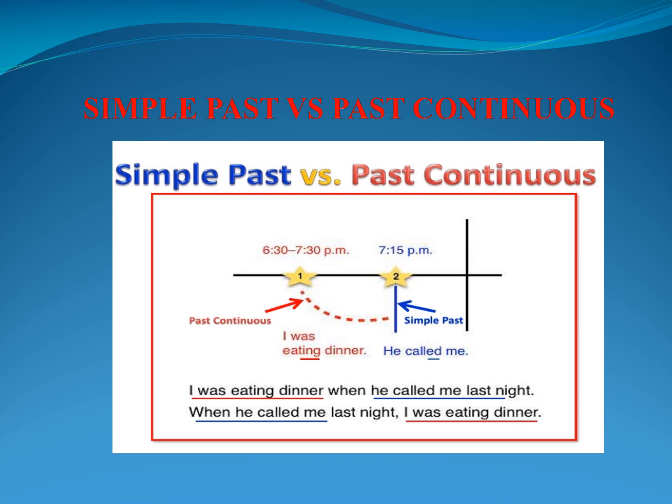So there is no change in the meaning. There is no change in the schedule of time. So it always meant that the past continuous is the first action and the simple past is the second action. So when he called me last night, at the moment he called me, I was eating dinner. It means that I was eating dinner before he called me.